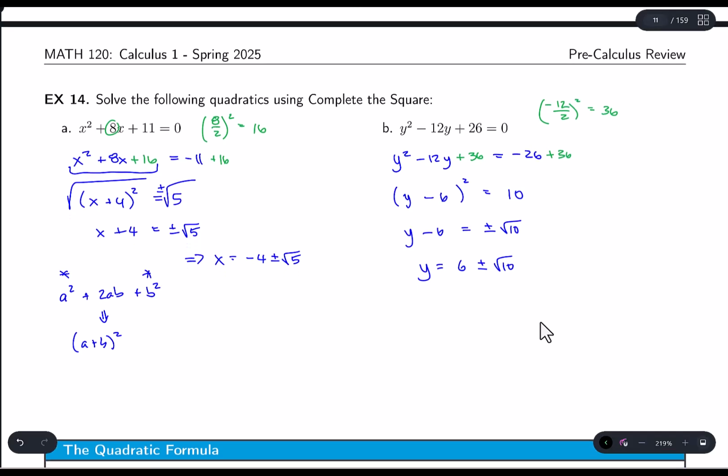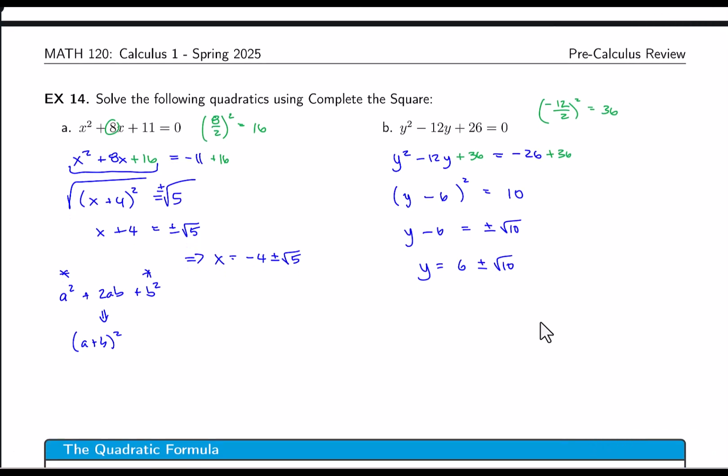That's completing the square. Definitely a technique worth knowing. It really just comes down to understanding how to get this magic number, and it's just a really quick formula. B over 2 quantity squared.